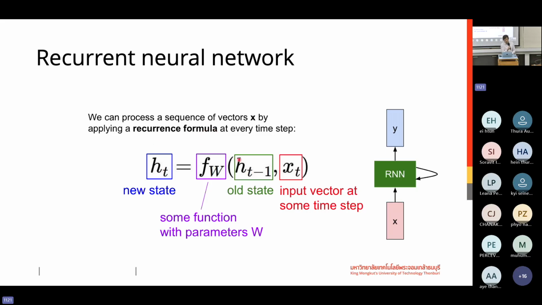h t minus 1 is the old state. You have the input vector coming in, and then the function f here will have the weight parameters w. Right? This parameter w represents the change of the old state and x into the new state. Right? This is what is called the recurrent formula, because the new state depends on the old state.